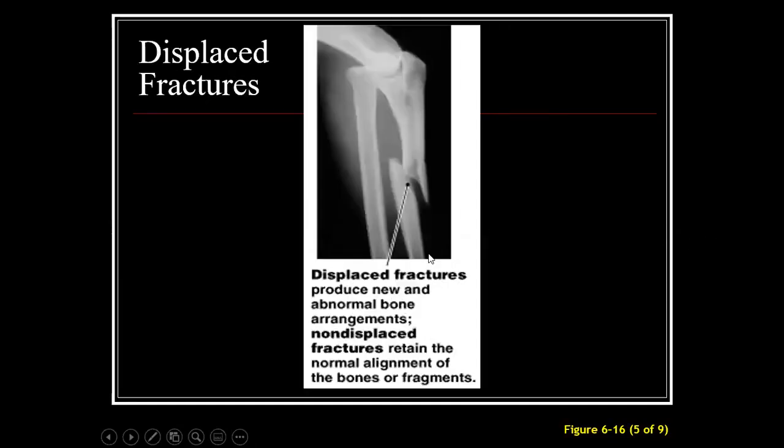Displaced fractures are where the bone is completely broken, but then due to pressure or stress or something, the bone has actually been shifted up or down from where it's supposed to be. So that produces a new and abnormal bone arrangement. Displaced fractures retain the normal alignment of where the bone should have been, but in a different spot. Here is, once again, a tibia. Apparently tibias break a whole lot. Actually, is that a tibia? Yeah, I think so.